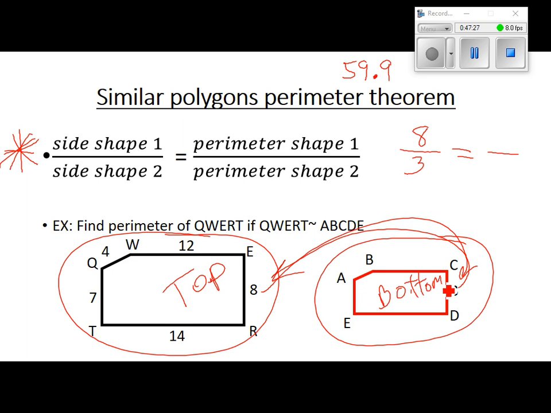Somebody help me out. What's the perimeter of that first shape? How are you going to find the perimeter? Add them all up. So grab your calculator and do that real quick. 41. What is it? 41? Anybody else get that? No, it's 45. I missed the 4. 45? Is that what we're going with?